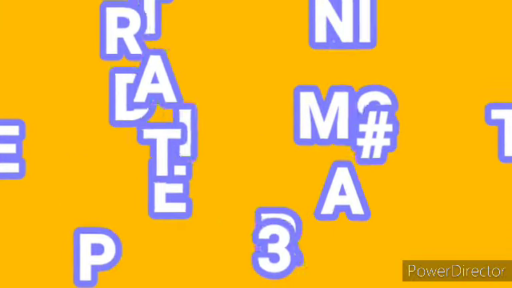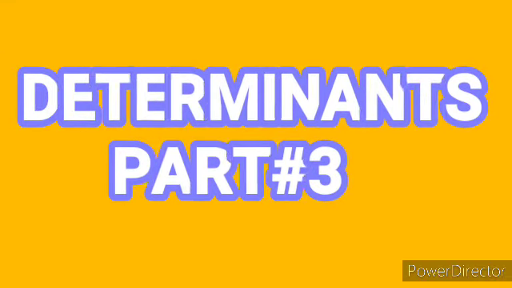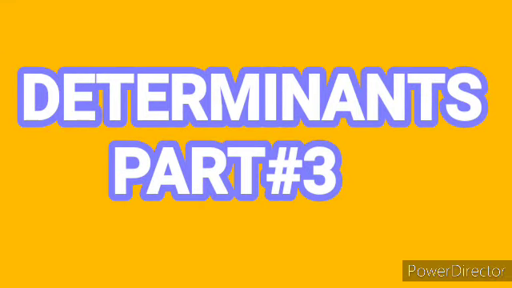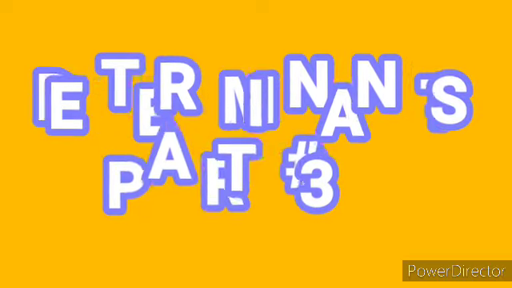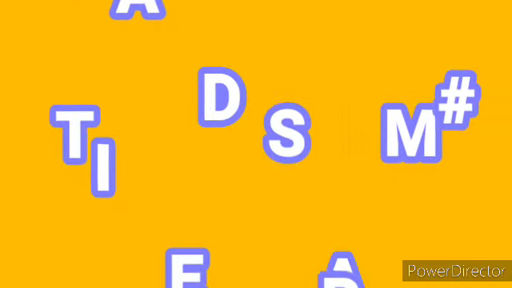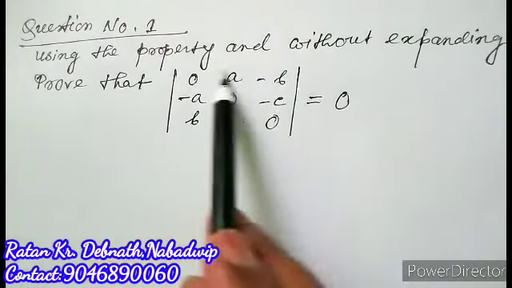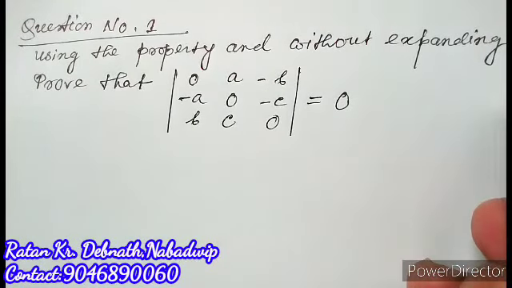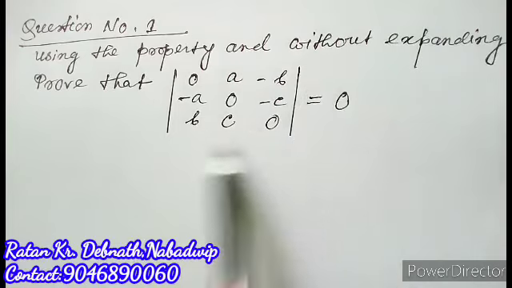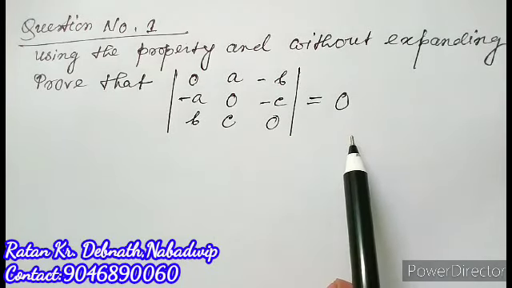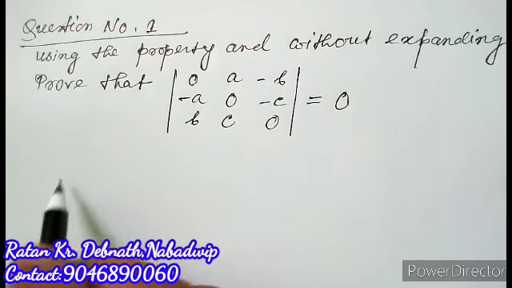Hello students, in this video I am going to solve some determinants problems using determinants properties. This solution will encourage you to solve the problems. So see the solutions one by one. Today's first question is on the screen. Using the property and without expanding, prove that this determinant equals 0. Let's solve it.